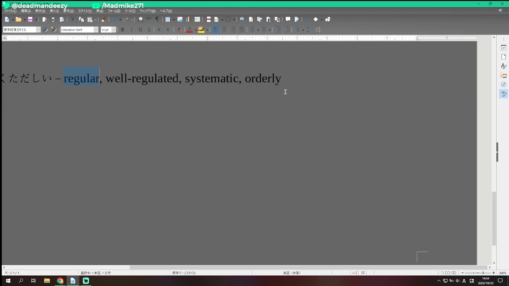And finally, regular, well-regulated, or systematic is kisoku tadashi, or correctly following some rules. Kisoku tadashi is well-regulated or systematic.